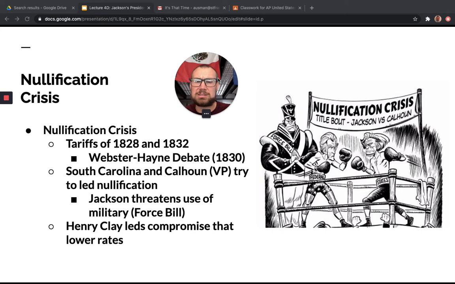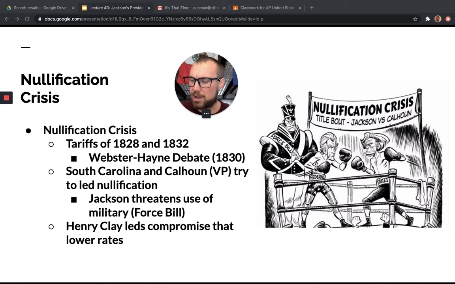Now, with this, South Carolina is using these tariffs as kind of its platform, but at the heart of the issue is slavery. They see the power growing in the federal government, the existence of slavery, and basically their livelihood being attempted to be smothered out. We can see that with the Missouri Compromise of 1820, and so Calhoun in South Carolina is going to lead this charge, I guess you would say.